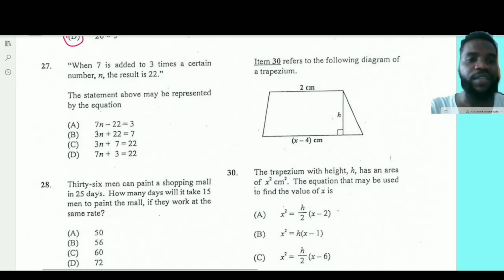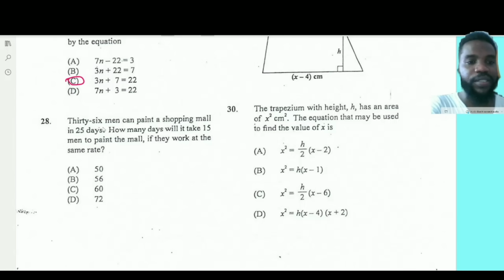27. When 7 is added to 3 times a certain number, the result is 22. So you're going to have 3 times a certain number you don't know, you call it n. 7 is added to 3 times a certain number, so it's 3n plus 7. It's equal to 22. We can see that the answer must be C, as in cat.